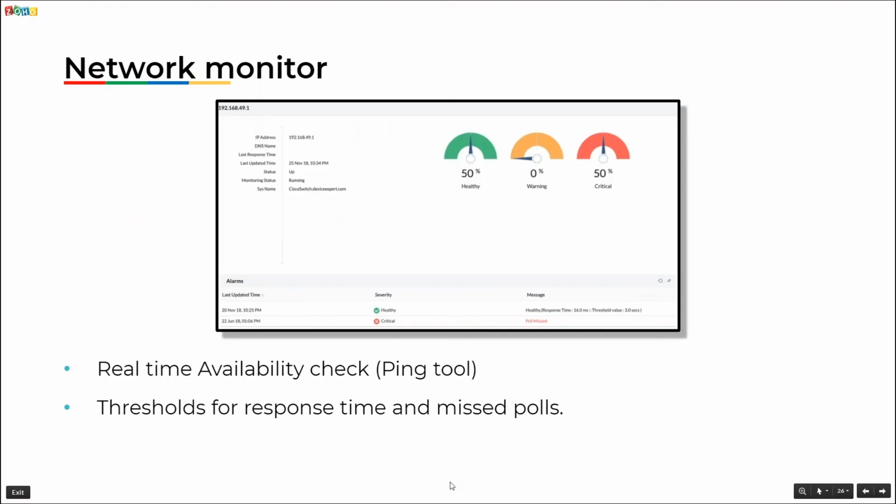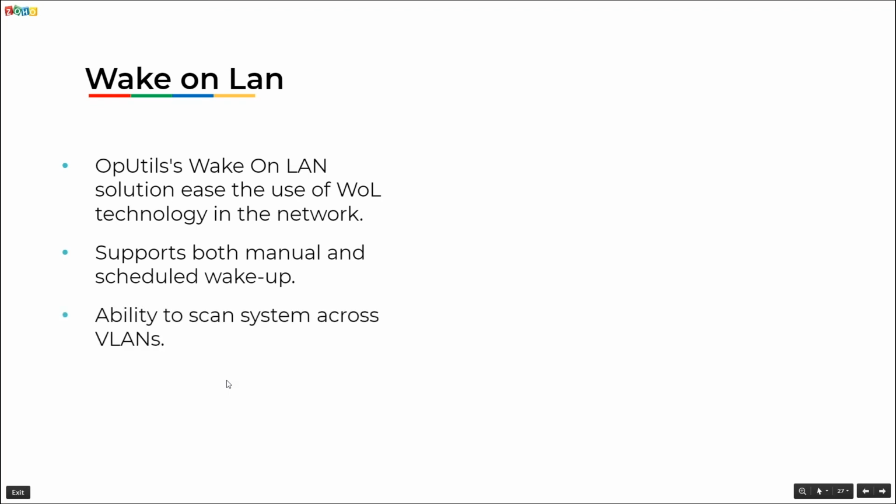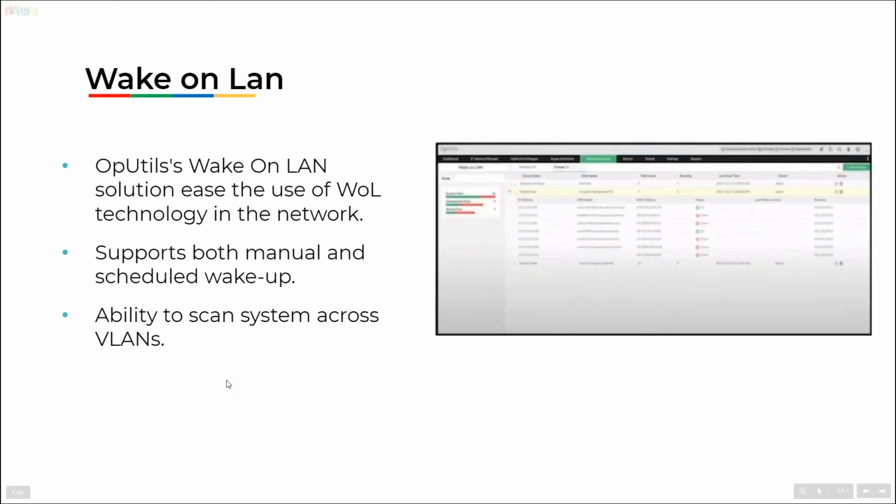So the next networking tool which we are going to see is Wake on LAN. The OpUtils Wake on LAN solution gives you an easy to use WOL technology in your network. It supports both manual and scheduled wake-ups, and the ability to scan the system across various VLANs and give you vital information about your LAN and your VLAN, so that you don't need to do it manually, and the product helps you understand and automate these processes in a much easier fashion. So the next topic which we're going to see is the toolsets.